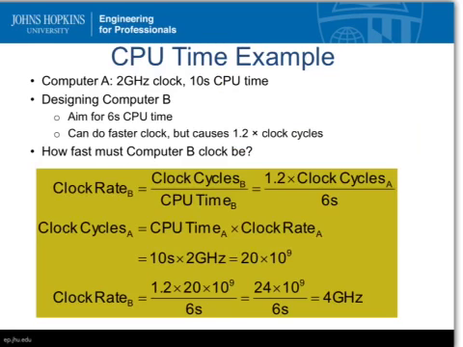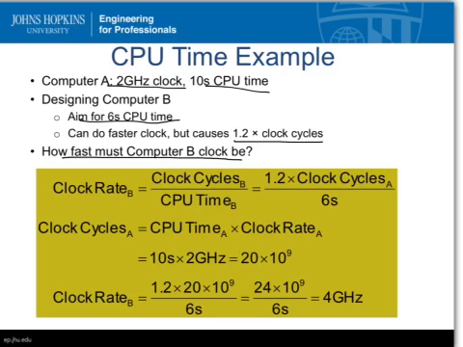Okay, we're going to go over an example problem. We have a computer that can run a program in 10 seconds, and it has a 2 gigahertz clock rate. We'd like to run that program in 6 seconds. We found a faster clock that can do it, but it causes 20% more cycles. What's the speed of our new clock?